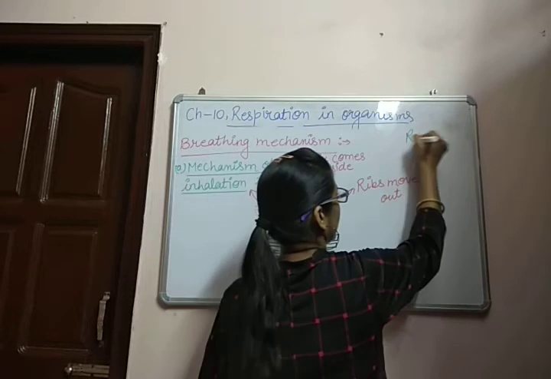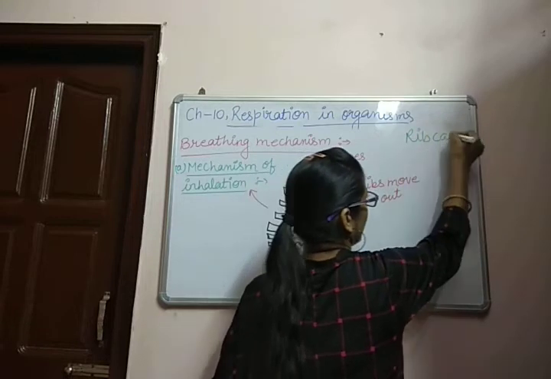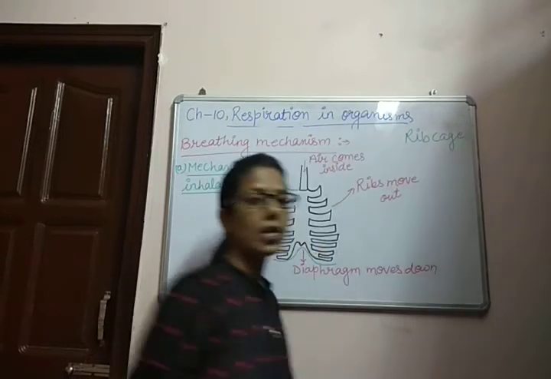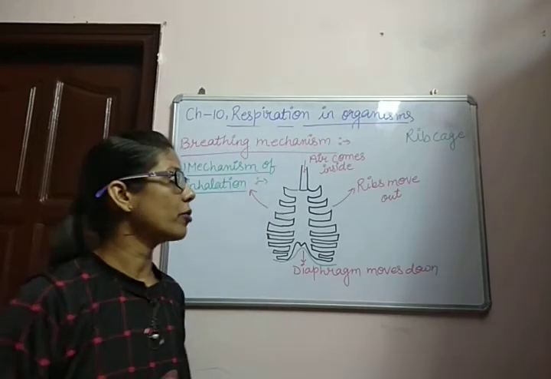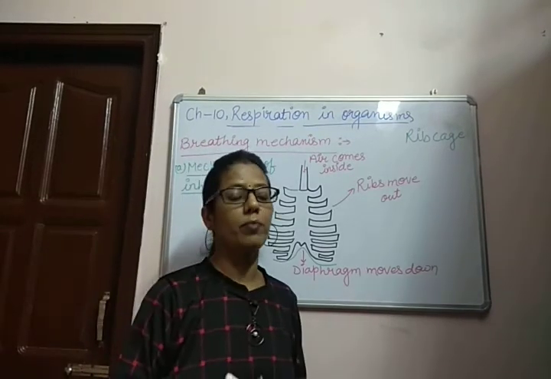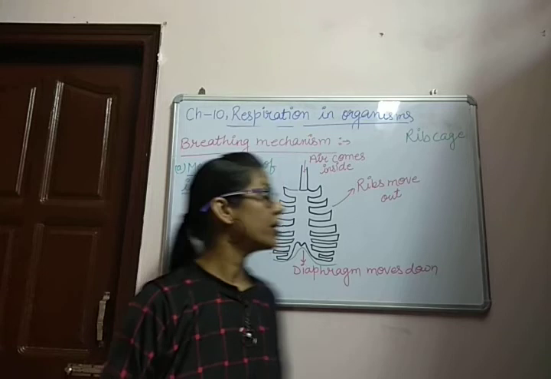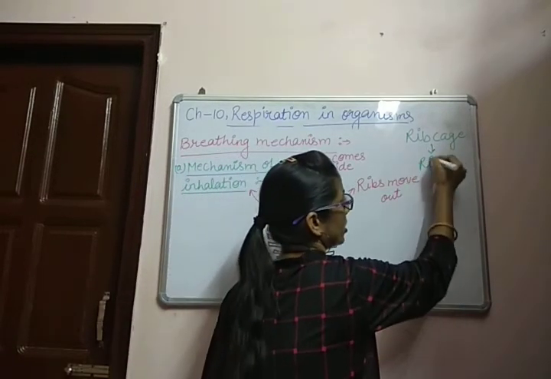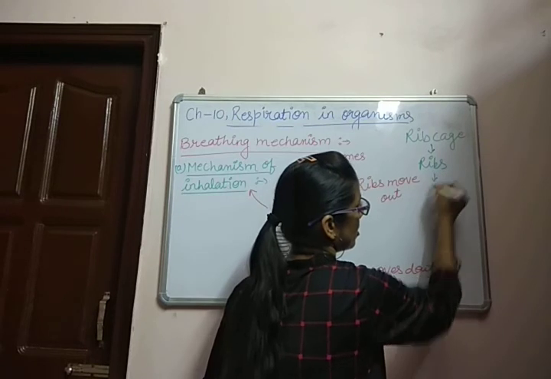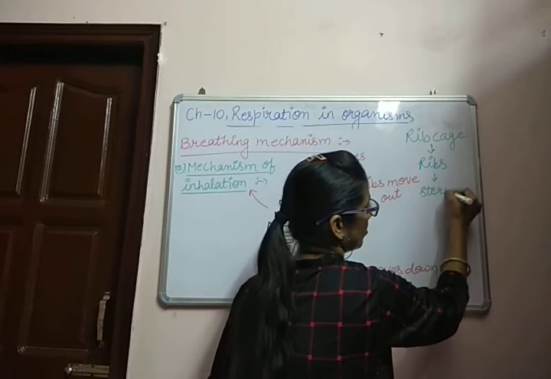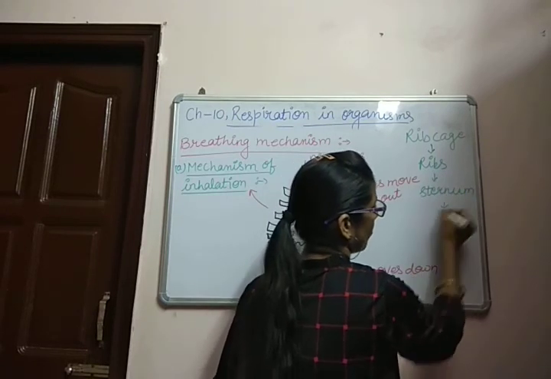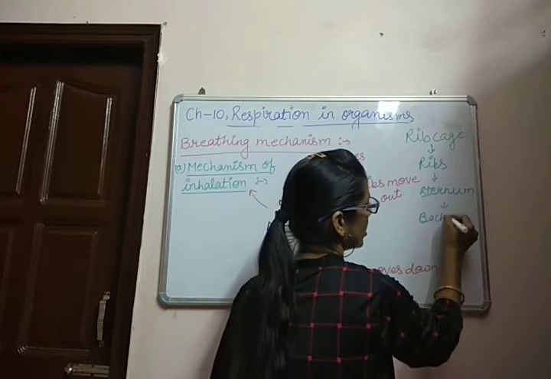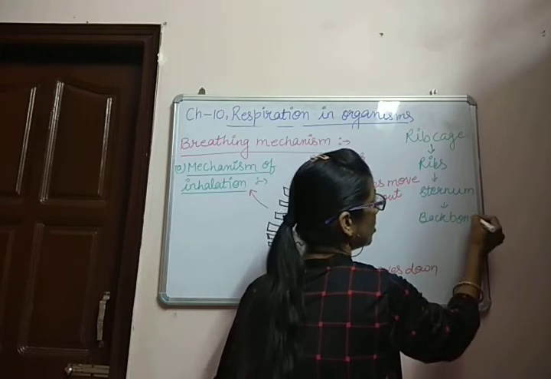Internal organs like the heart and lungs are protected by the rib cage, so they can be protected from external damage. And the rib cage is formed by three structures. These three structures are ribs, sternum and backbone. These three structures form a rib cage.